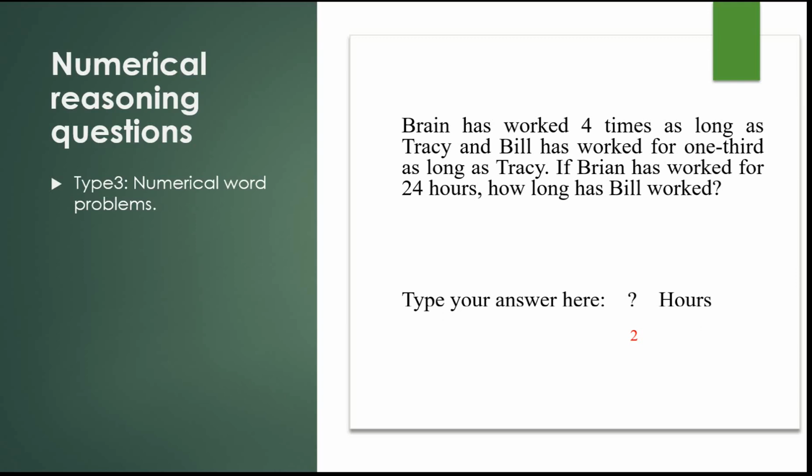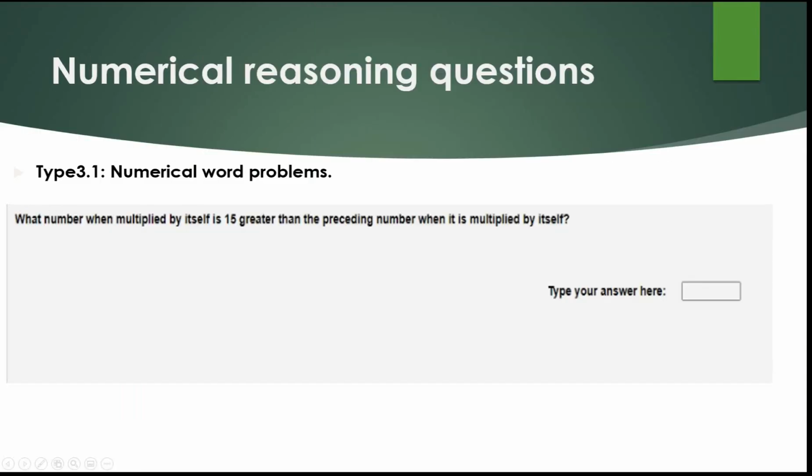Next, let's move to the next type of question. What number when multiplied by itself is 15 greater than the preceding number when it is multiplied by itself? As we have seen, the left side is the correct formula to get the answer, but we only have 20 seconds for each question. Therefore, I will explain that the fastest way to answer this type of question is to add 1 to the number, then divide by 2, and we can get the same answer.